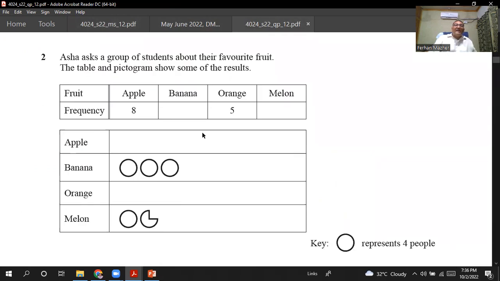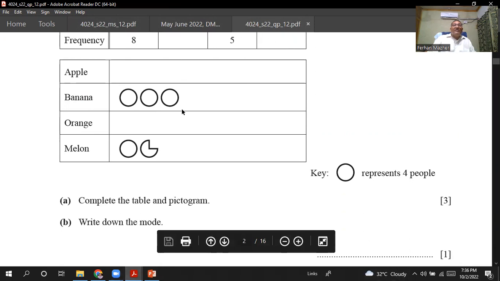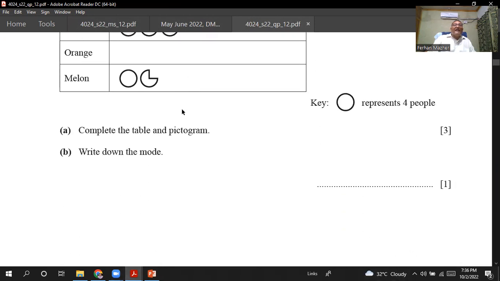So now we go to the next question. He says, Asha asks a group of students about their favorite fruit. The table and the pictogram shows some of the results. So here are apple, 8 people said, banana, we don't know, orange, 5 people, melon, we don't know. So this one circle represents 4 people. Okay. So what is the question? Complete the table and the pictogram.